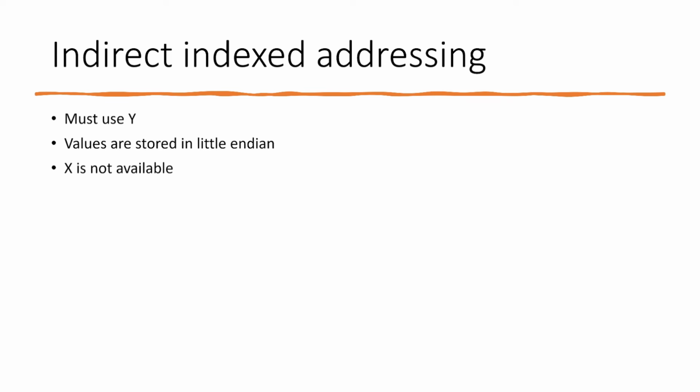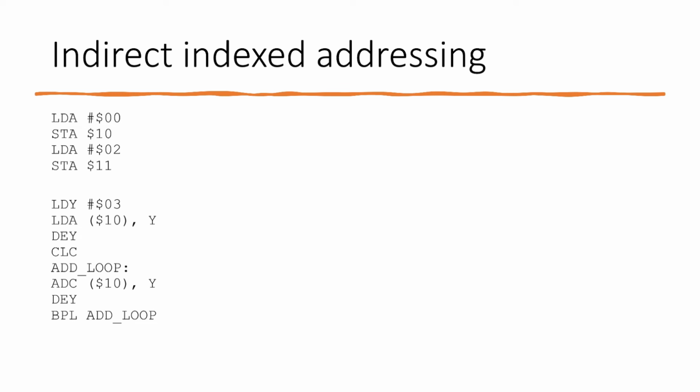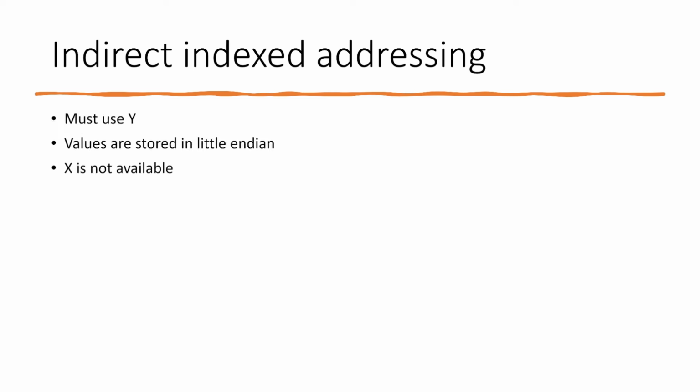For example, we are dealing with locations 10 and 11, and we are storing 00 in location 10, and we are storing 02 in location 11. When we decode this as a little endian number, it actually means location 200, because the little end, or the least significant part, is first, so 00, and the most significant part of the number is second, so 02. So 0200 is the actual value that we are going to refer to. Register X cannot be used here.